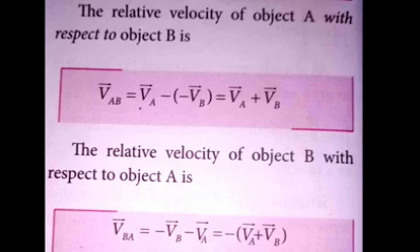Likewise, the relative velocity of object B with respect to object A. In this condition, from B we calculate A. Therefore, minus VB minus VA vector. Now taking the minus common outside, we get minus of VA vector plus VB vector. So this is special case 2.